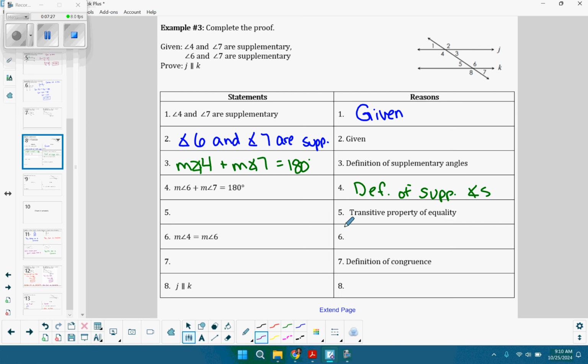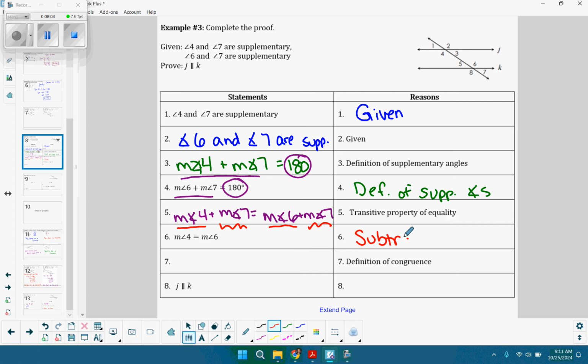Step 5 says we're going to use transitive. So if I look at steps 3 and 4, both of them were equal to 180. So I can take the leftovers and make those equal. So that's going to be measure of angle 4 plus measure of angle 7 equals measure of angle 6 plus measure of angle 7. In my next step, I now have just measure of angle 4 equals measure of angle 6. And I had measure of angle 4 here, and I had measure of angle 6 here. Both of them did have a plus 7, and now that's gone. So we took it away. So whenever we take away, that's the subtraction property.